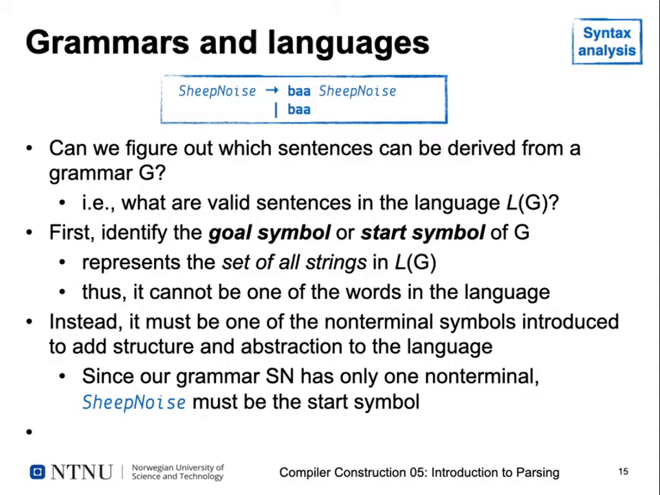So this goal symbol represents the set of all strings in our language. And from this goal symbol, we now have to be able to derive all of the words that are valid in our language. Accordingly, it cannot be one of the words in the language, but it's just an element of our grammar. So it must be one of the non-terminal symbols that we introduced to add structure and abstraction. If we look at our sheep noise grammar here, we only have one non-terminal symbol, written in italics. This is sheep noise, so obviously sheep noise must be our start symbol here.